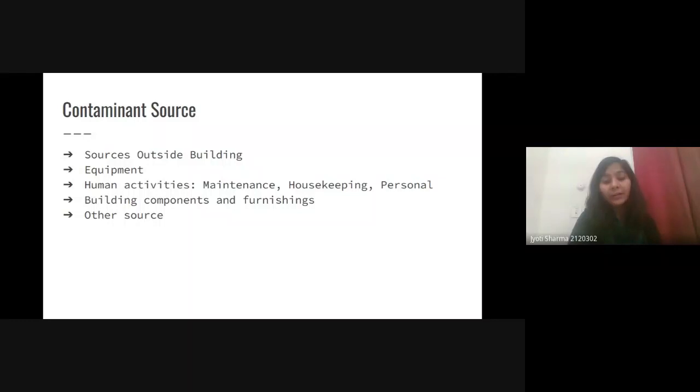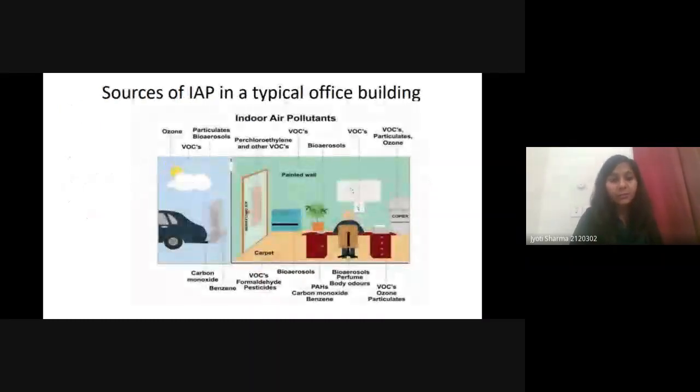Then the building component and furnishing, the wood paint or the glue that you are using to glue some woods for the furniture. Such kind of things will come under this building component and furnishing. Then the other sources can be, for example, by accident contaminants are coming inside your home. So this is maybe another source. So these are the contaminant sources.